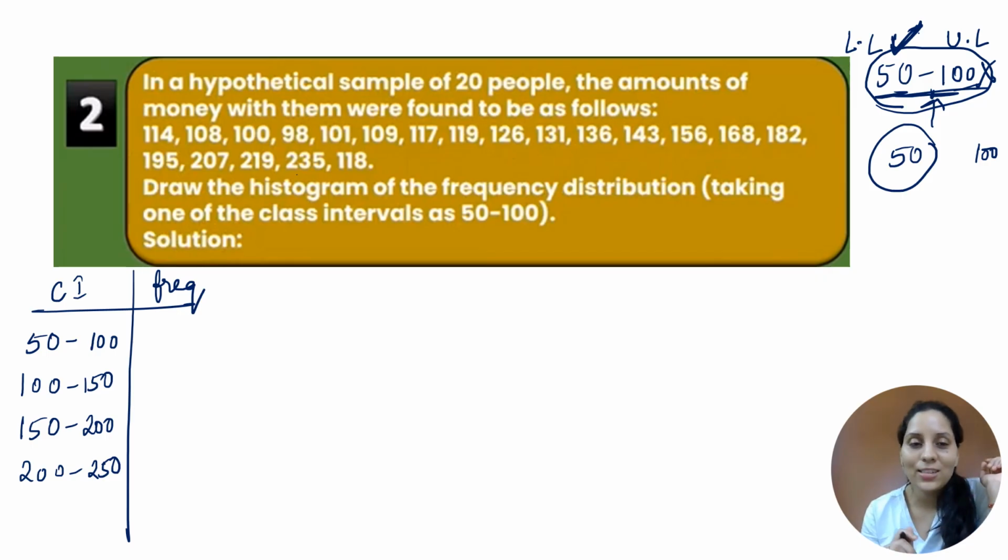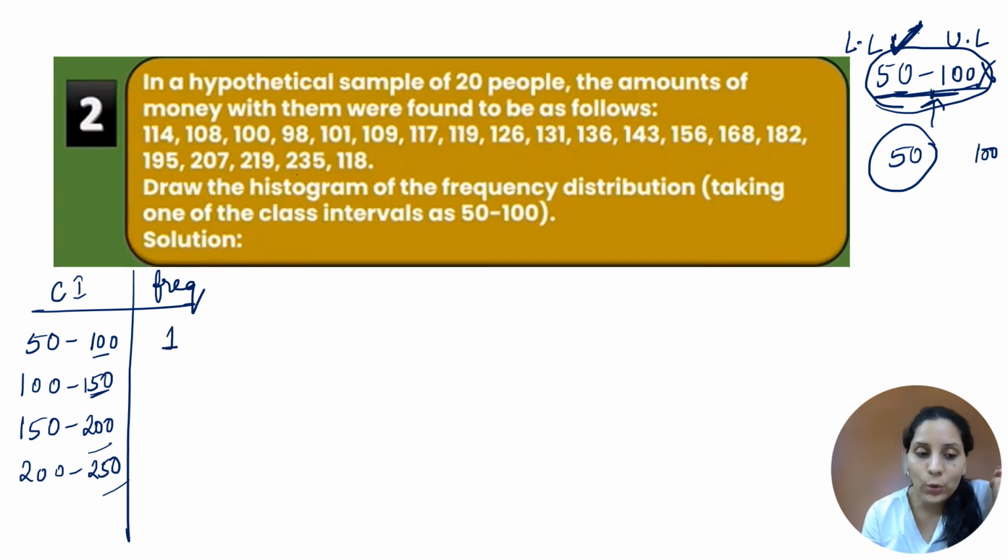Now let's start counting. 50 to 100. Do we see anything? Now see 100. I'm not going to count 100 in this interval. 100 will be counted in my next interval because upper limits are not counted, only the lower limits. So for 50 to 100, I can see there is just one number, that is 98.